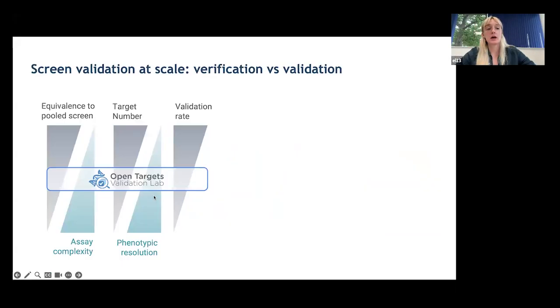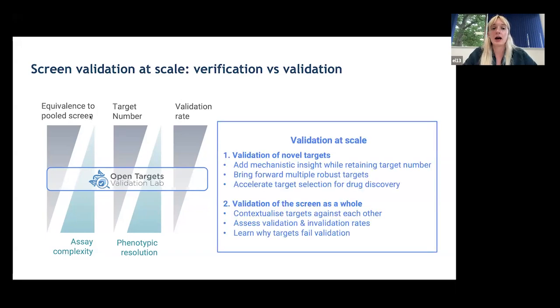So as I said, when I was working in the validation lab, we tried to position ourselves somewhere here on that scale of equivalence to pooled screen. What that meant is we were trying to validate targets at scale, but providing additional mechanistic insights. So increasing the phenotypic resolution, but still maintaining a sufficient target number that we weren't focusing all our efforts on only a few. And this had two benefits. Obviously we were able to validate multiple novel targets, add mechanistic insight, and if we found targets that were validated, we could accelerate their selection as candidates for drug discovery.